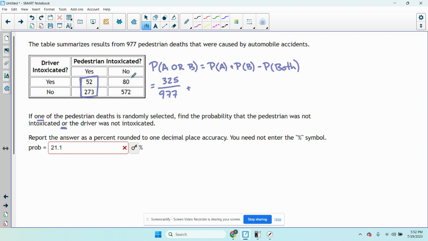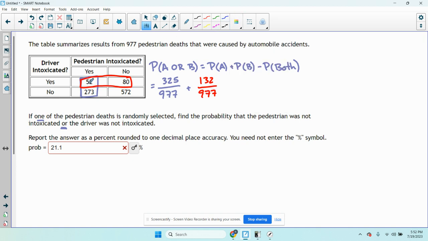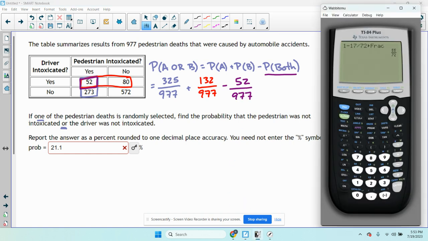Whoops, let me redo that. These two. That's 52 and 80. That's 132 over 977. But now you'll see that I actually counted a group of people twice, which is this 52, which is the probability of both. The pedestrian and the driver was intoxicated, so I have to subtract 52 out of 977.